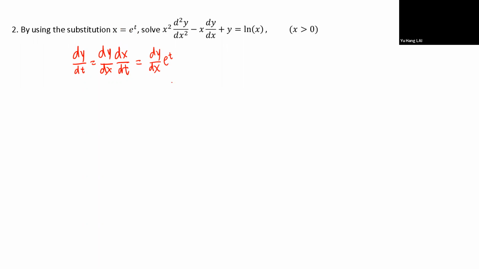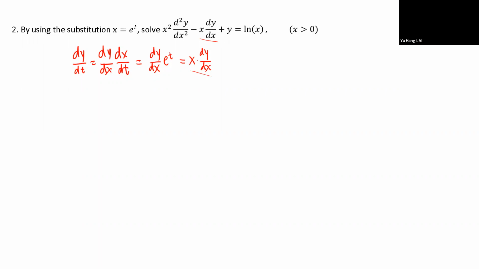And you notice that this e to the t, of course, is just x itself, right? So then this is just x times dy dx. So first, you see that this x dy dx is nicely replaced by just dy dt.